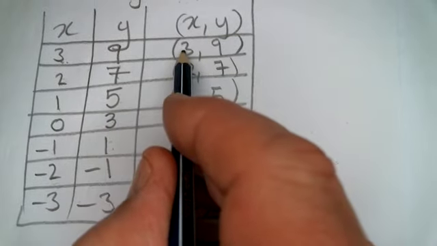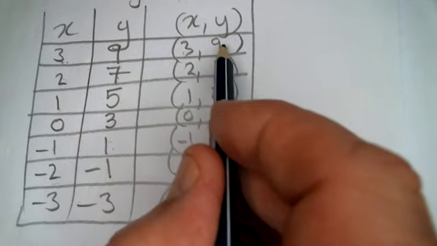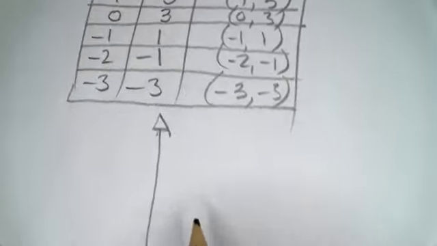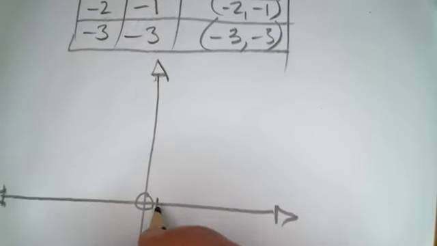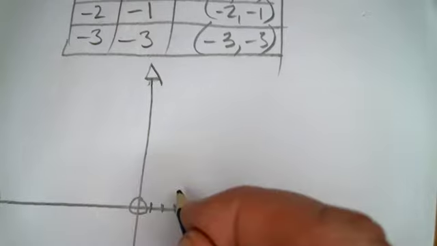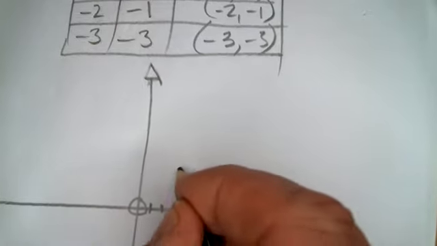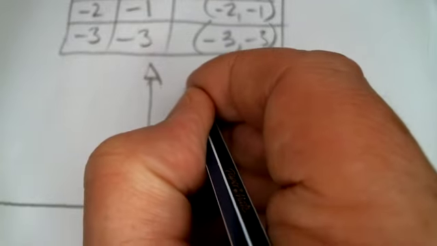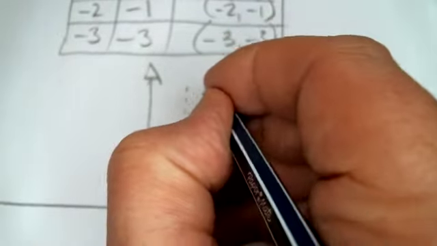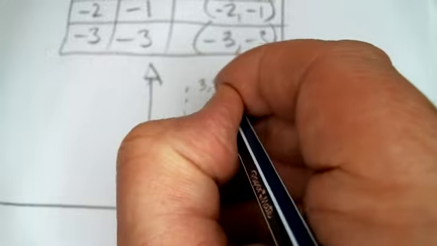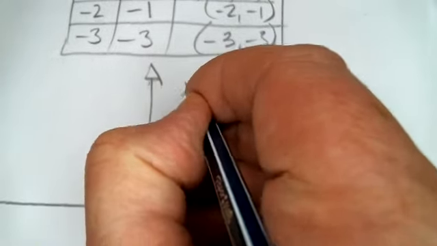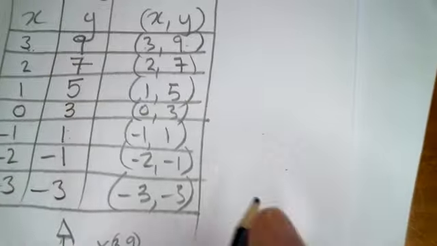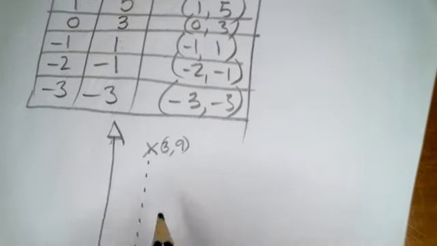So I've got 3, 9. That means 3 along, 9 up. So here we go, 3 along, 1, 2, 3. That's 3 along and 9 up. So 1, 2, 3, 4, 5, 6, 7, 8, 9. So that's my 3 along, 9 up. That's that point there.